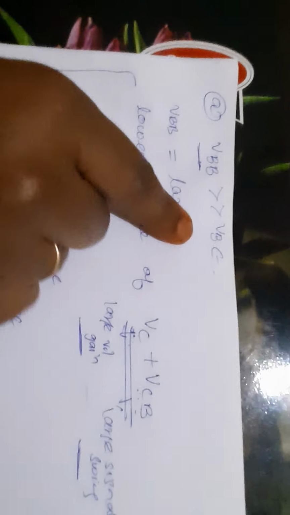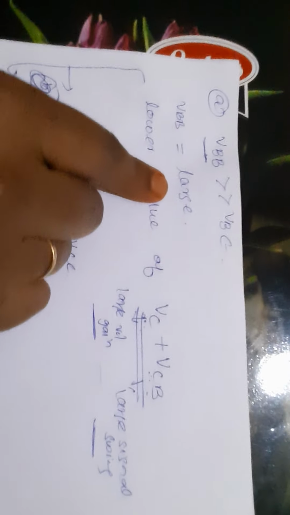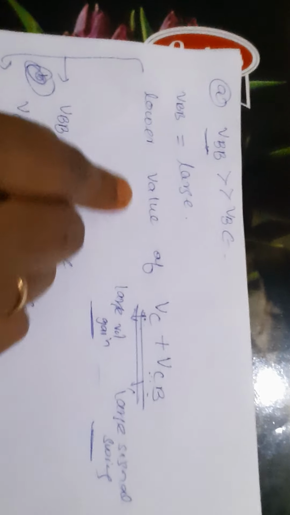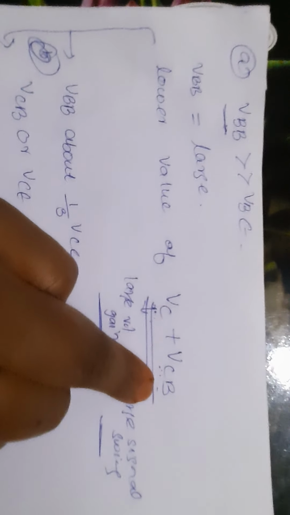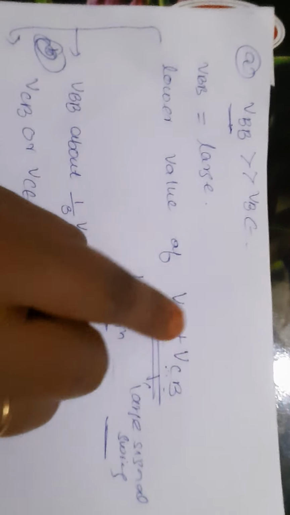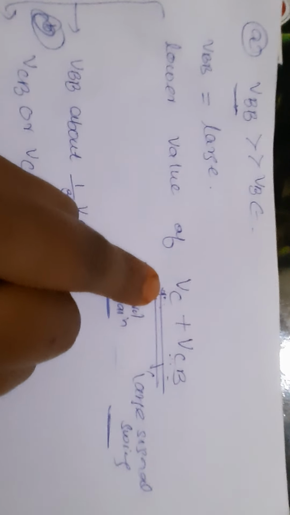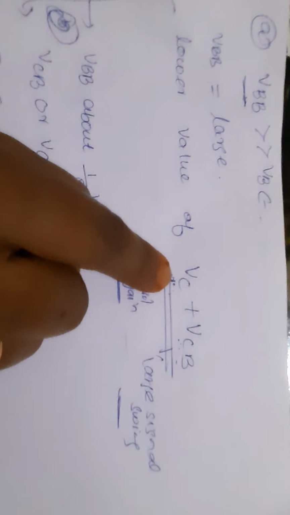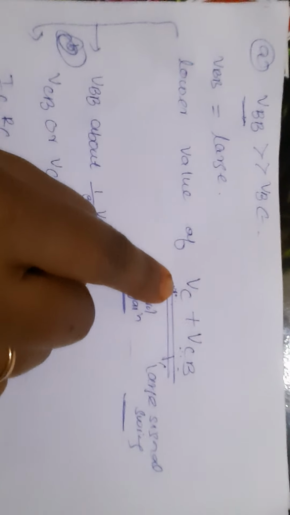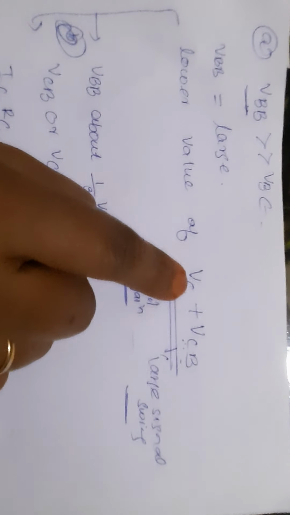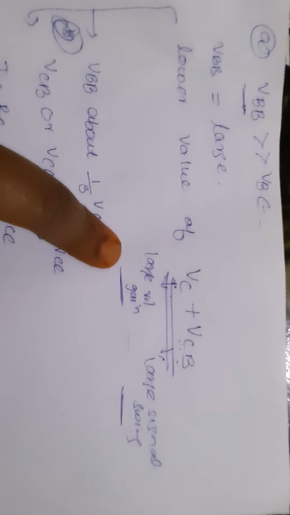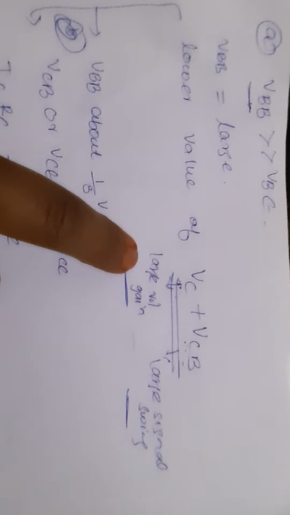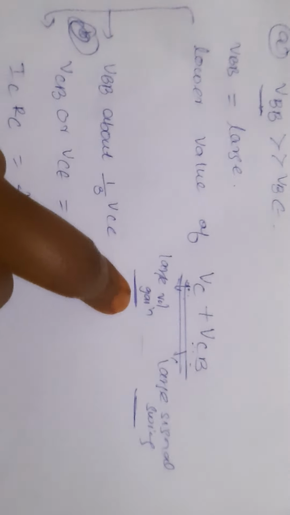Rule number one is that VBB has to be very much greater than VBE. If it is very much larger, then it lowers the value of the sum of VC plus VCB. So what happens if it lowers the value of VC? If VBB is very much large, it is lowering VC. If this VC is very much lower, then this is responsible for large voltage gain.